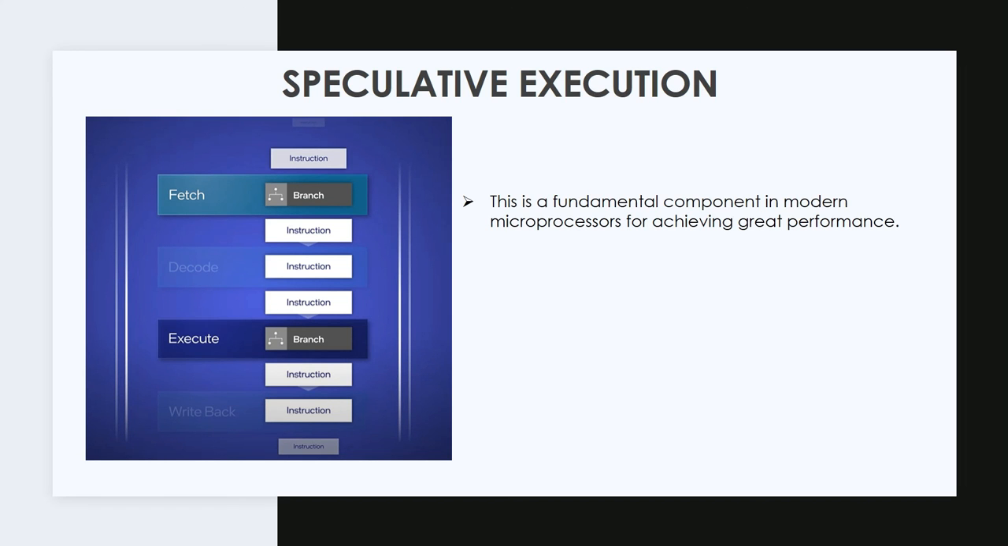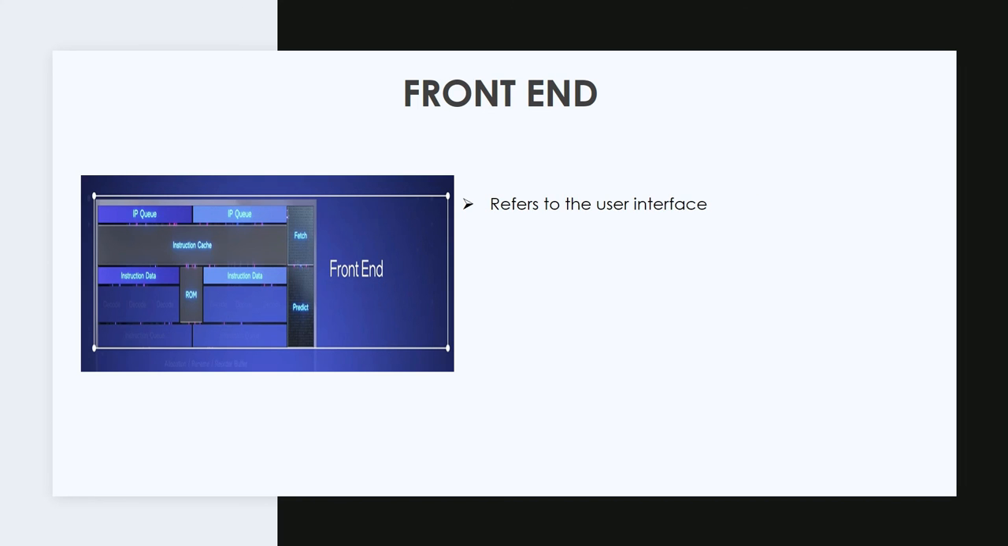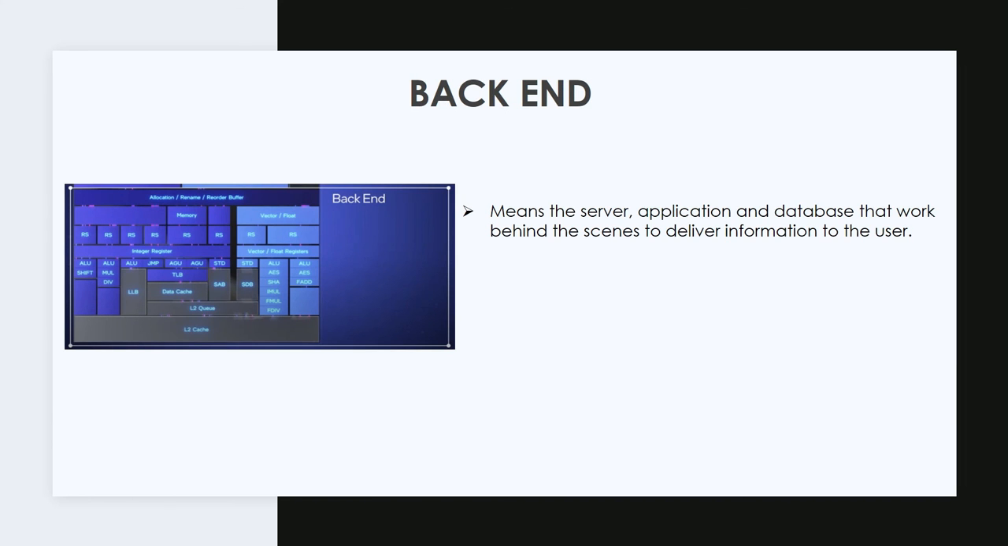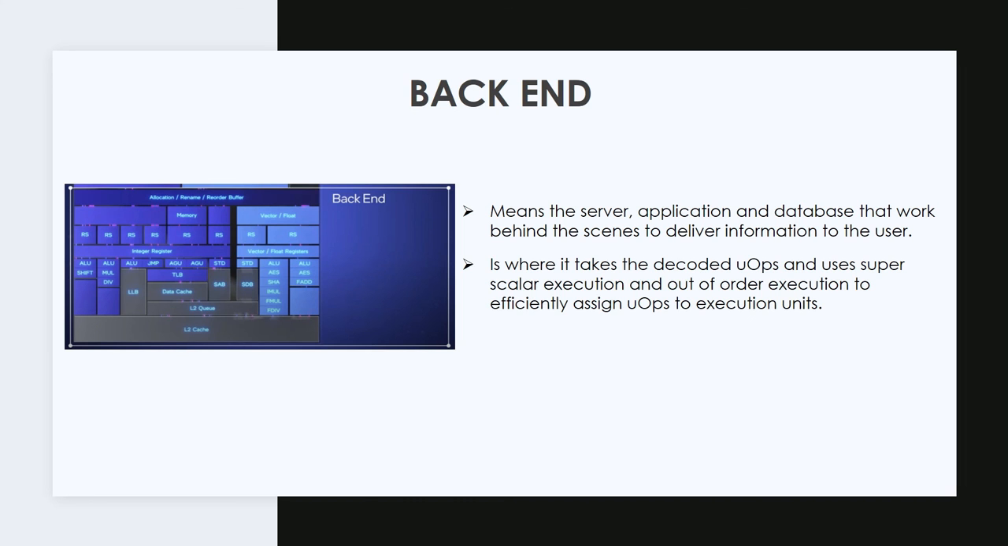Speculative execution. This is a fundamental component in modern microprocessors for achieving great performance. Front end refers to the user interface. It is where the CPU predicts what instructions are needed, fetches them, and decodes them into micro-operations or UOPs. Backend means the server, application, and database that work behind the scenes to deliver information to the user. It is where the decoded UOPs use superscalar execution and out-of-order execution to efficiently assign UOPs to execution units.